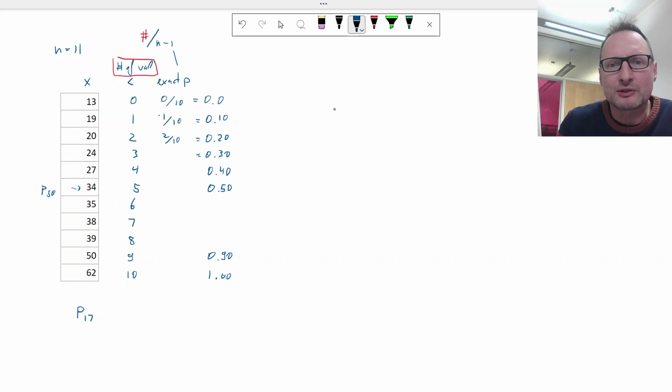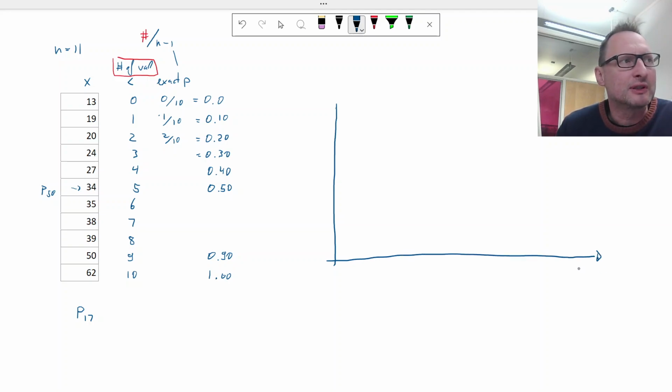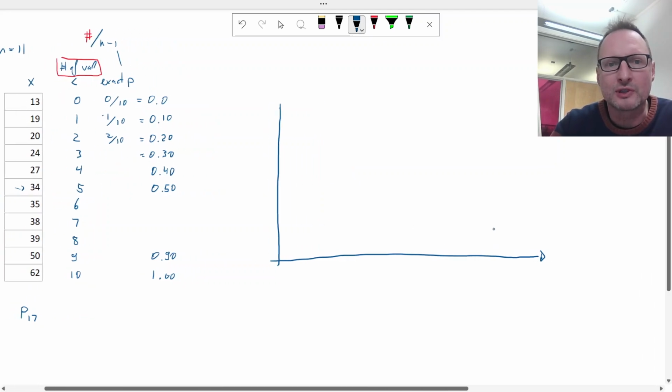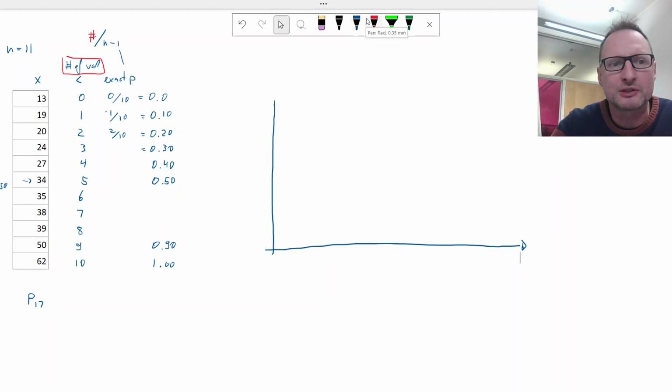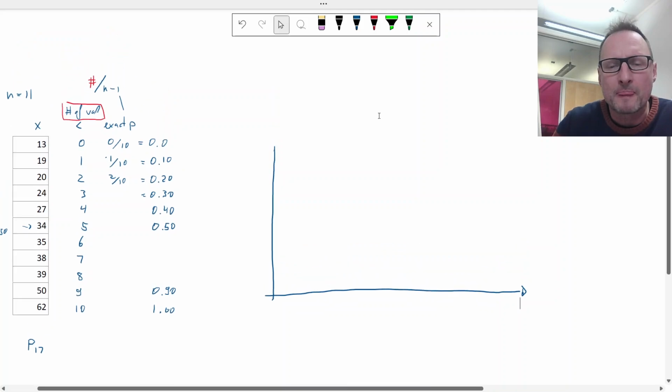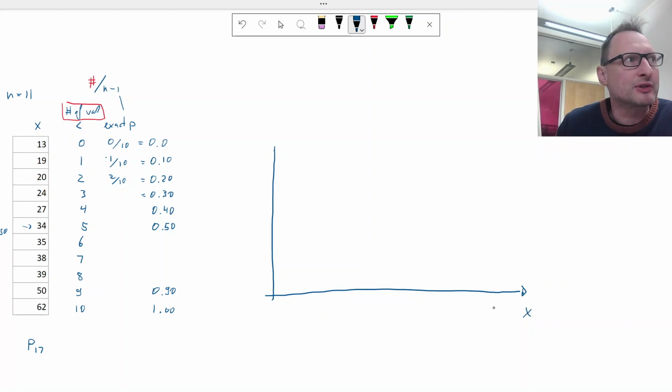So let's represent that graphically. What we do is we'll have a little graph. Let me move that out a little bit smaller so my image isn't interfering here. We have x on the horizontal axis, and then here we have the percentiles. The smallest value we know is 13, so x value of 13. That is the smallest percentile. And let's go to the largest value, 62.